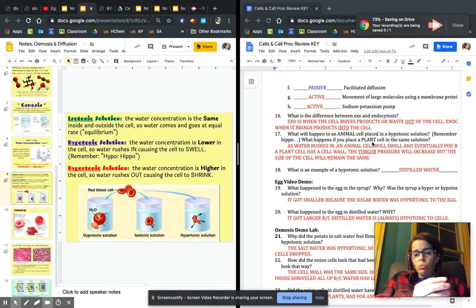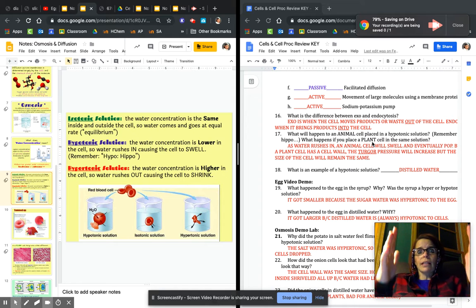Well, water is going to rush in, and if it's an animal cell, that animal cell is going to swell, and eventually it's going to pop. A plant cell has the advantage of having a cell wall around it, and so the pressure is going to build up. It's bad for an animal cell. Animal cells don't want high pressure, but plant cells like that high pressure because it allows them to stand upright so they can photosynthesize. That's called turgor pressure, and it's good for the plant.